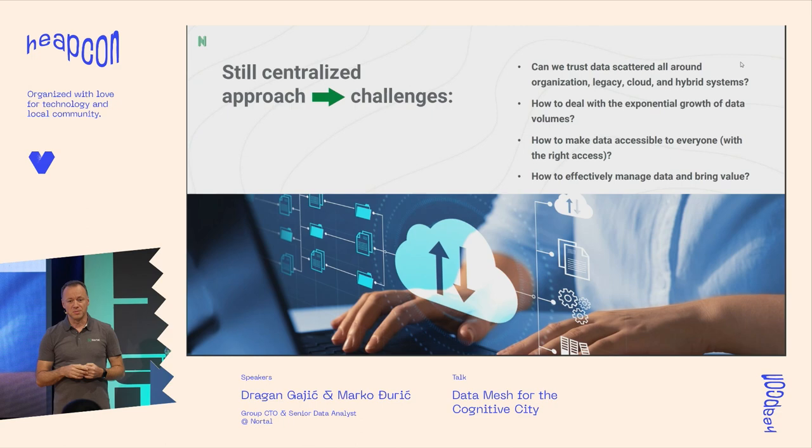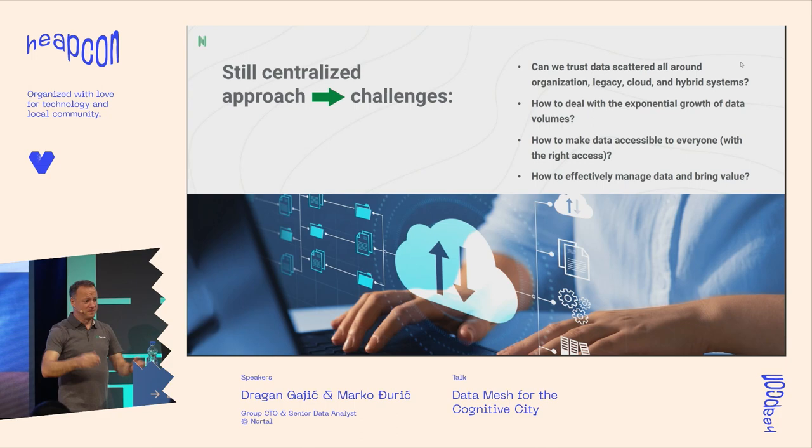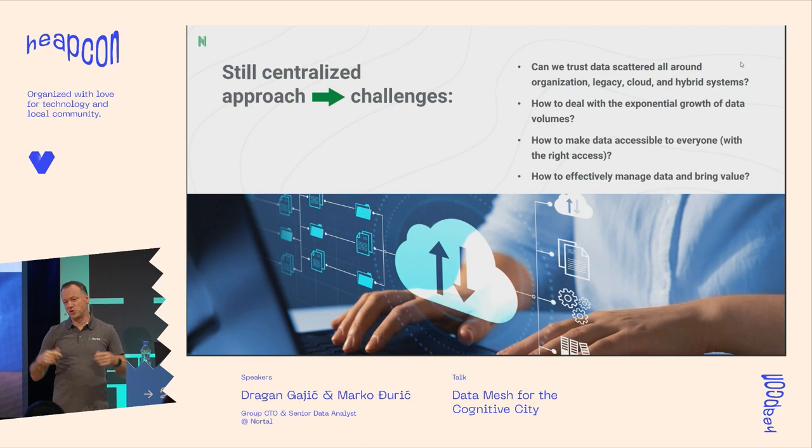Whenever you do that, you need at least 2 years to integrate the systems, etc. And then the first thing is, can we trust the data? Data are coming from everywhere, from all sides of the organization, but also from different systems, from cloud, from hybrid environments, etc. So with all that mess, can we actually trust the data, especially if you see 2 reports which show different numbers, which is very common, right? So that's the first challenge.